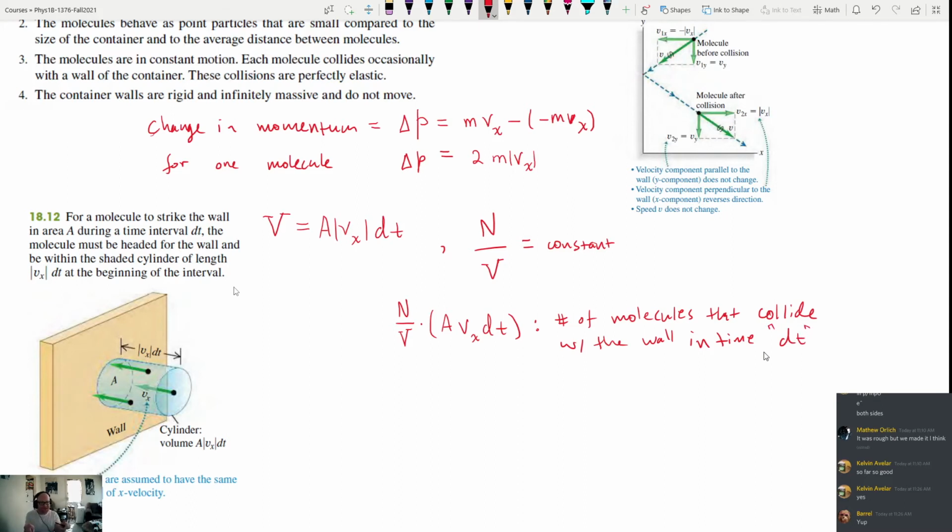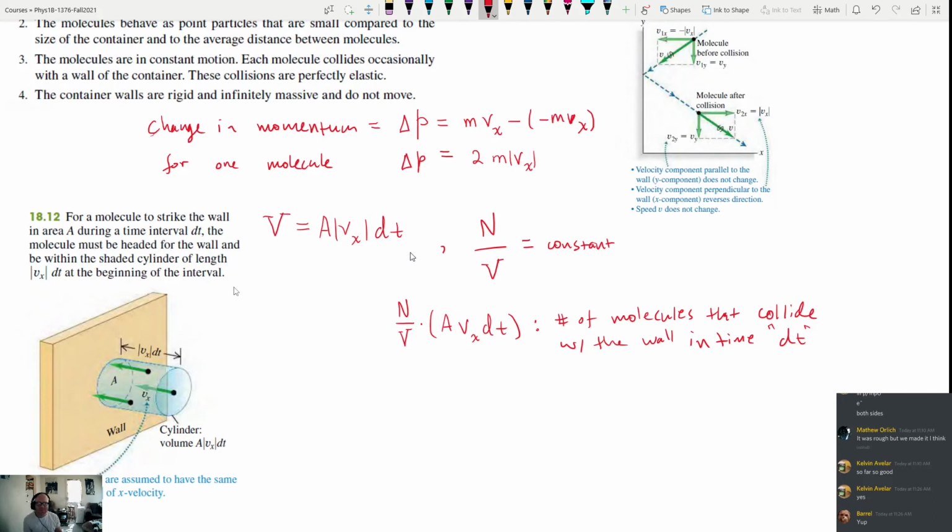So we went from the distance that they could travel to the volume that they occupy, and then because we know that the number of molecules per unit volume is constant, if we know the volume that they occupy, we can multiply to find the total number of molecules that actually collide in time dt. So if it's an hour, maybe it's a trillion. If it's 2 minutes, maybe it's only like a million. Anyway, this is going to give us the number of molecules that collide with the wall in time dt.